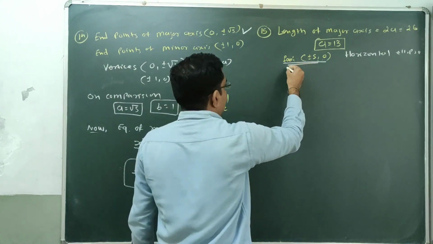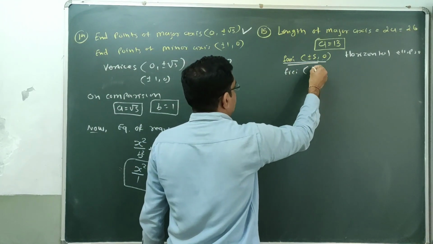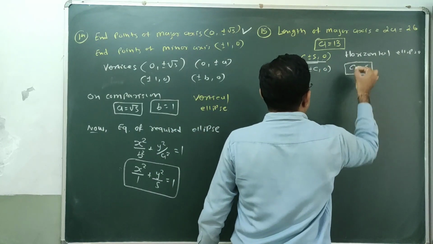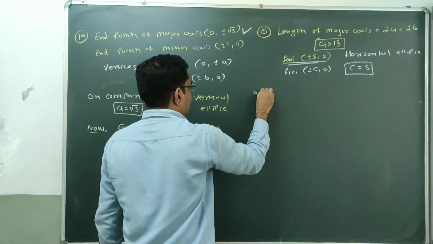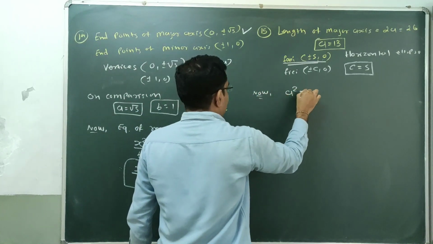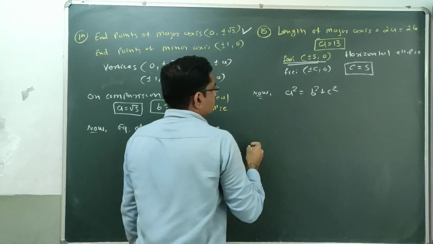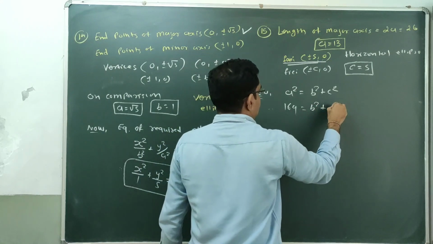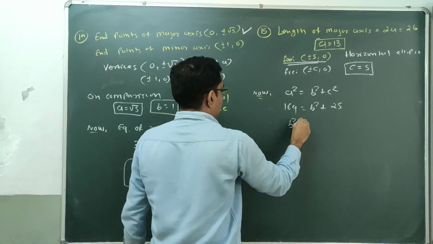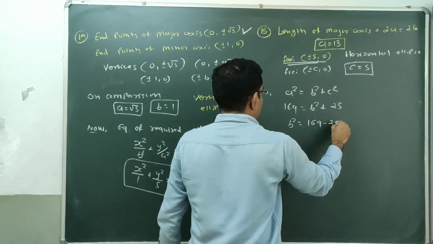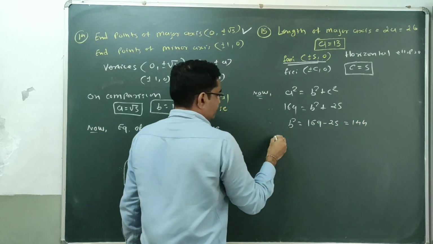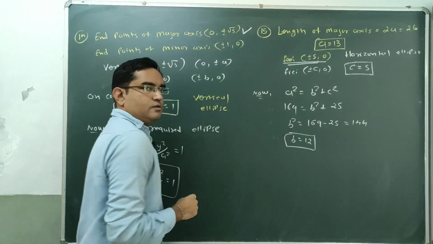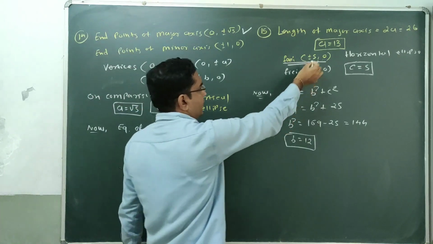But here on comparison we are getting plus or minus c, 0. So here the value of c is 5. So a is there, c is there. Now we require the value of b. Our formula: a square equals b square plus c square. A square 169 equals b square plus c square 25. Therefore b square equals 169 minus 25, that is equal to 144. Therefore b equals 12. Simple calculations done.